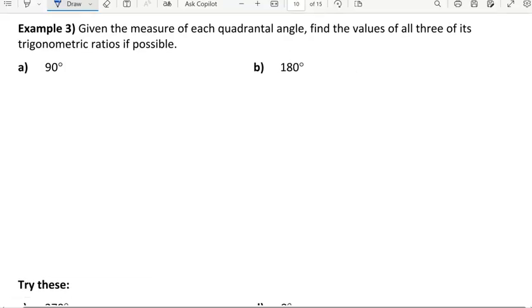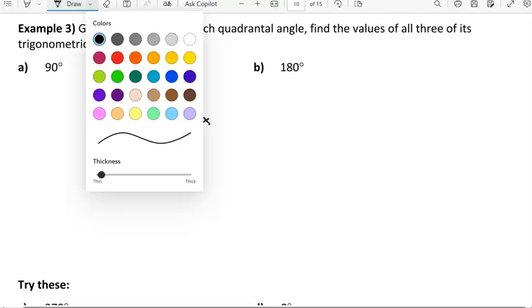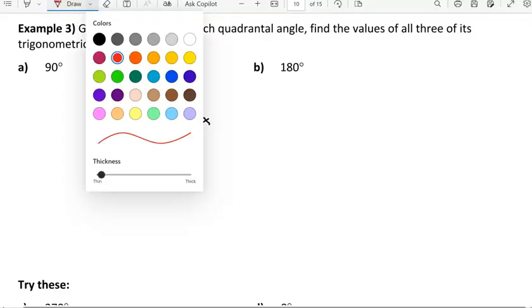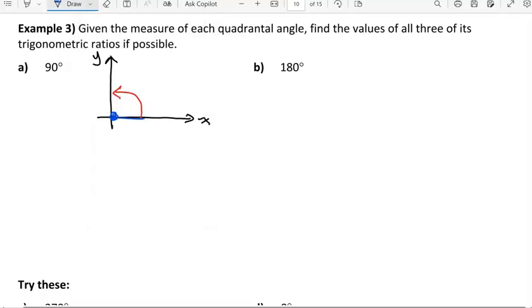All right, let's take a look at these quadrantal angles. Given its measure, we're going to find the value of all three trig ratios if possible. All right, so an angle of 90 degrees. Here's our x-axis and our y-axis. For an angle of 90 degrees, it will have an initial side on the x-axis and a terminal side on the positive y-axis.